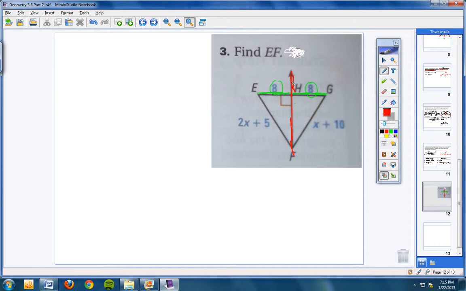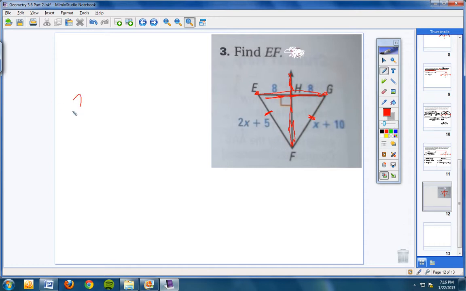Okay? This line right here, FH, is a perpendicular bisector of EG. And anytime you have segment EG being bisected by a perpendicular line, then remember this segment here is congruent to this segment here. We just proved that. So I'm asking you to find the length of EF.